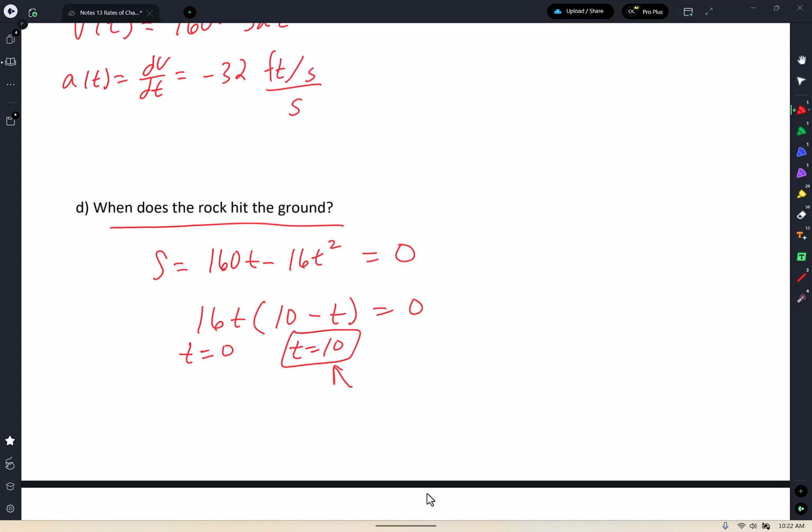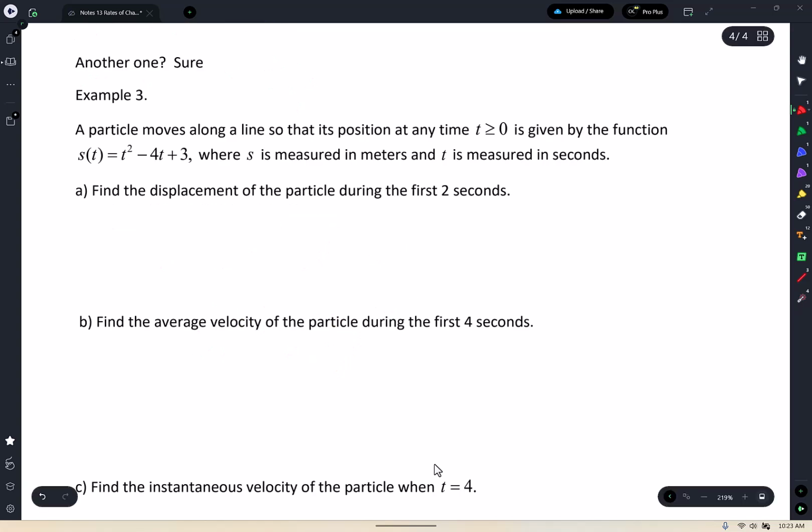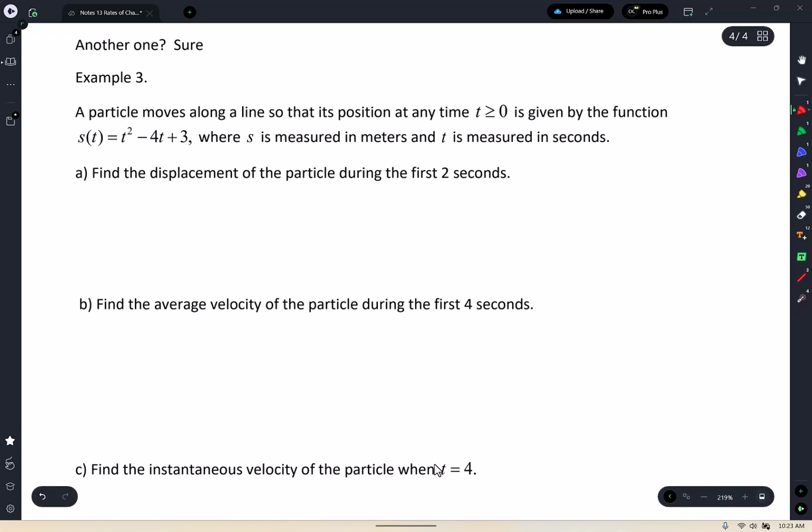Cool or not cool? That's all you do. That's all you do. And those are the basics. That's it. Cool or not cool? Let's keep going. Let's go to example 3.